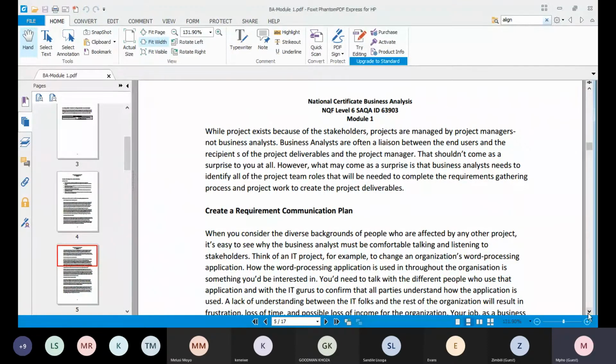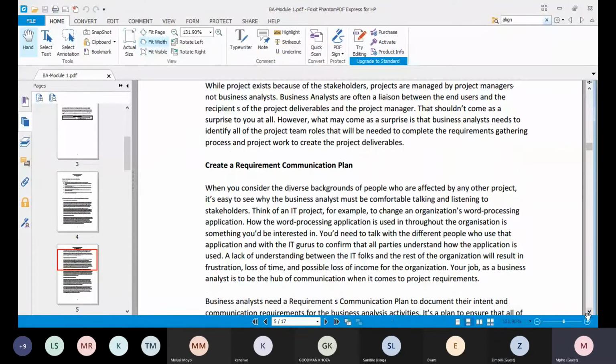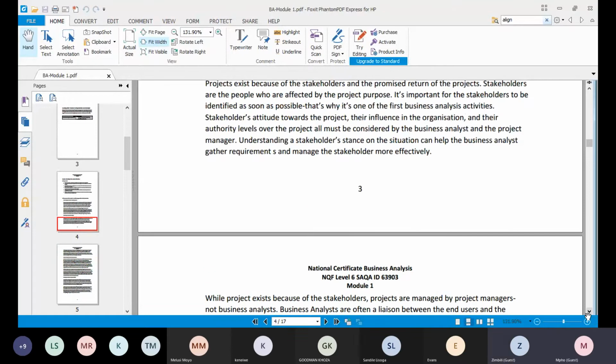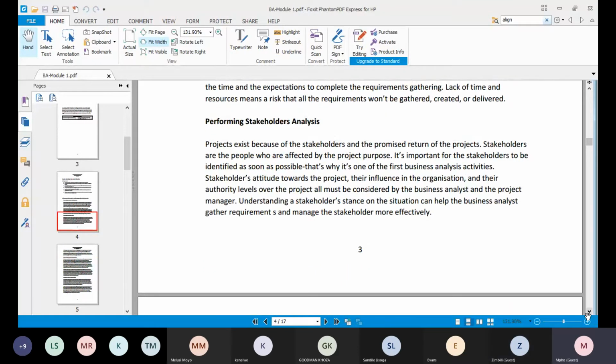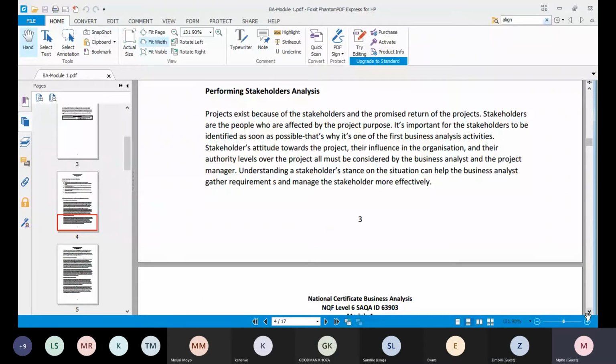The third one is create a requirement communication plan. But first, let me add a few pointers on performing stakeholder analysis. You can also do a stakeholder analysis by identifying your stakeholders, understanding the key stakeholders, and investigating their roles in terms of how their roles influence the project. It can be a project sponsor, it can be an end user, and so forth. So that's what I wanted to add.